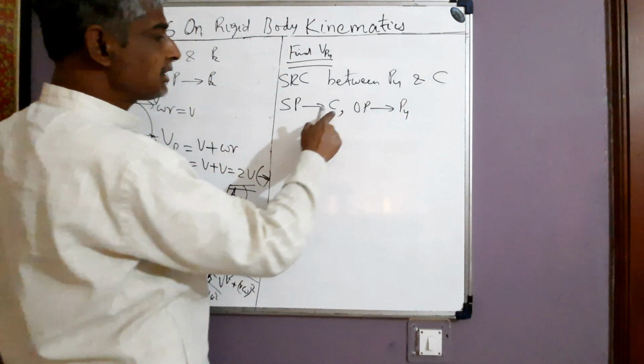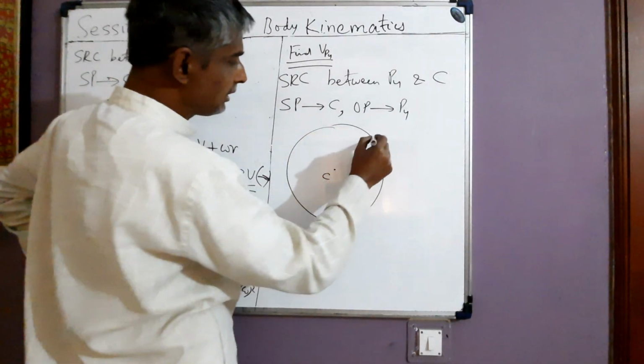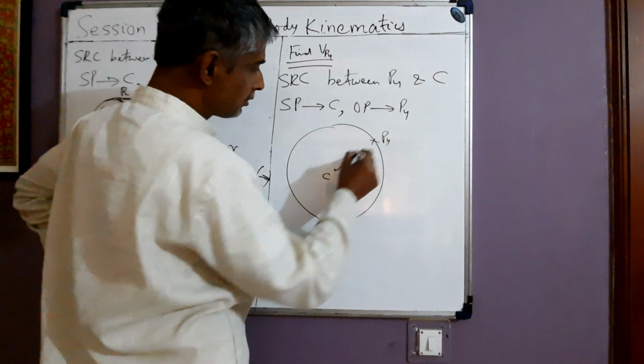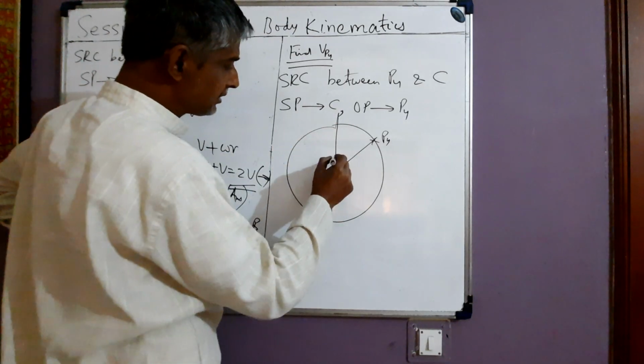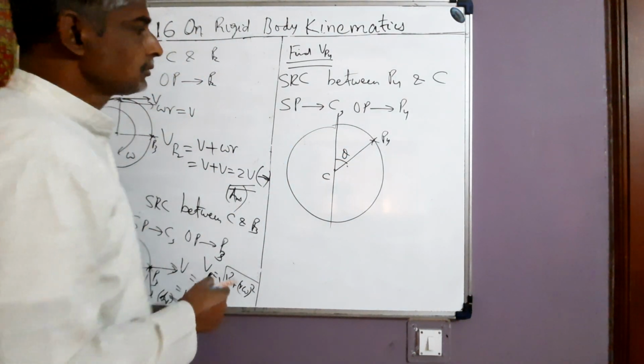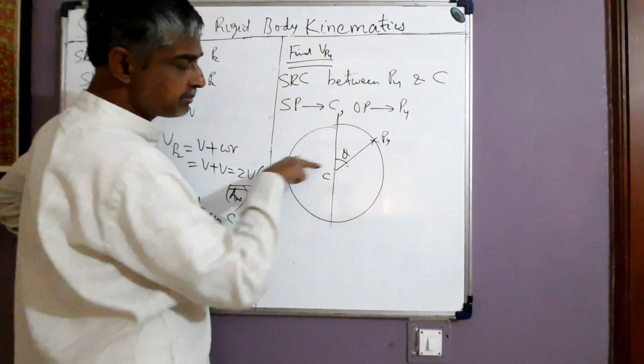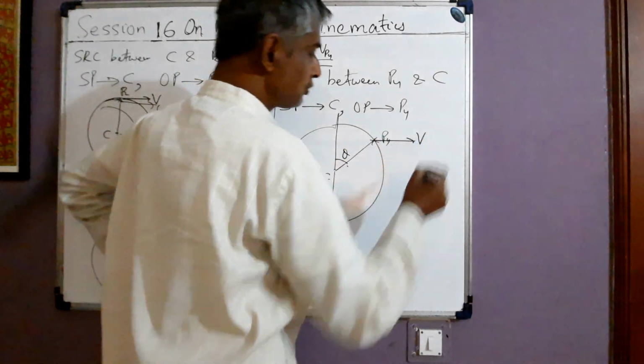Now I draw the line joining C and P4. I draw the drum itself. This is C, this is P4. This is the vertical line, this is theta. Now what do I do? Give the velocity of the selected point to the other point. Velocity of selected point C is V rightward, so I give V rightward to P4.